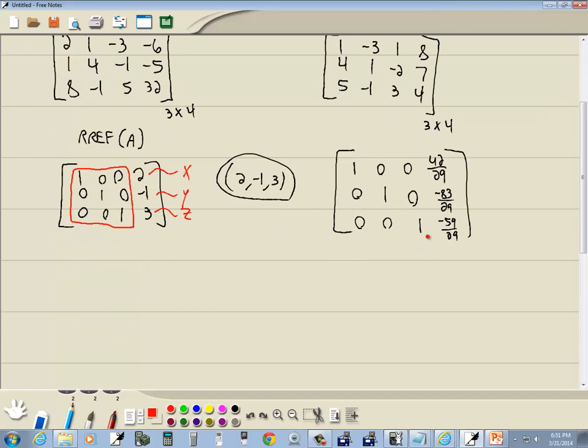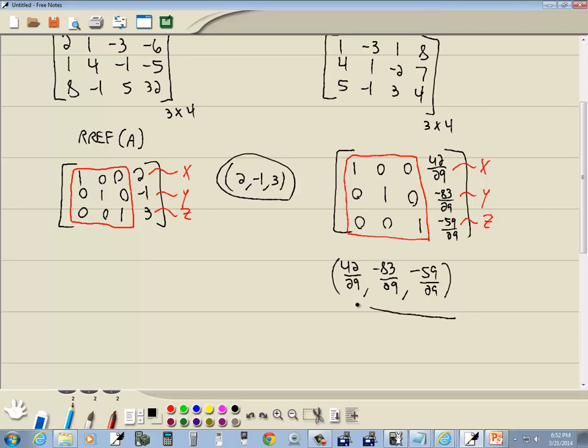Did it work? Well, if your first 3 by 3 here is a diagonal of 1, zeros everywhere else, then it worked. So this one worked. And this will be our x, this will be our y, and this will be our z. Then we'll put parentheses around them. So we've got 42 29ths, comma, -83 29ths, comma, -59 29ths. And that would be our answer.